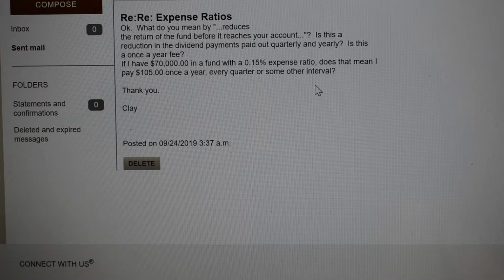If I have $70,000 in a fund, which is about what I have, with a 0.15% expense ratio, which is what it is, does that mean I pay $105 once a year, every quarter, or some other interval?